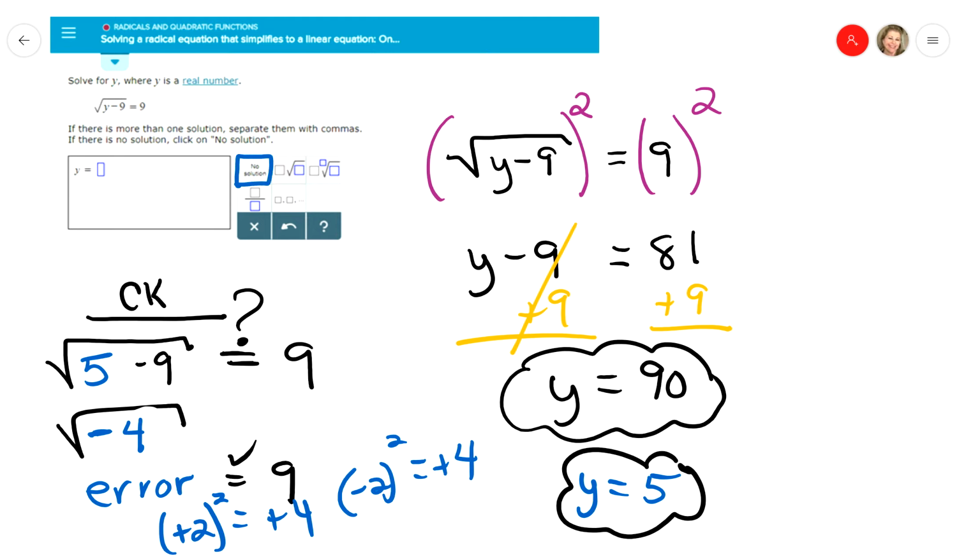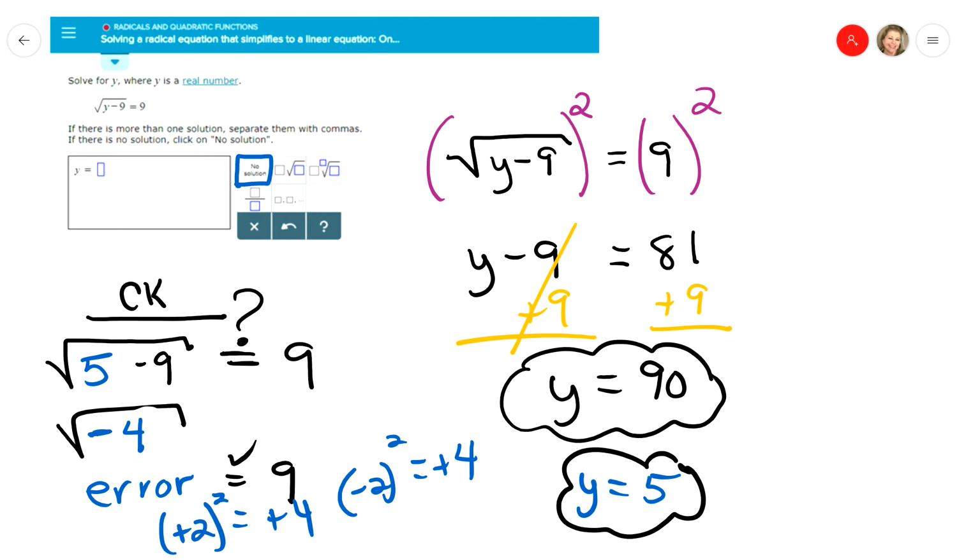So you do want to check your answers to look for what they call extraneous roots, because sometimes the answer does not check because you're in radical land. And in radical land, there's this rule that says you can't take the square root of a negative.